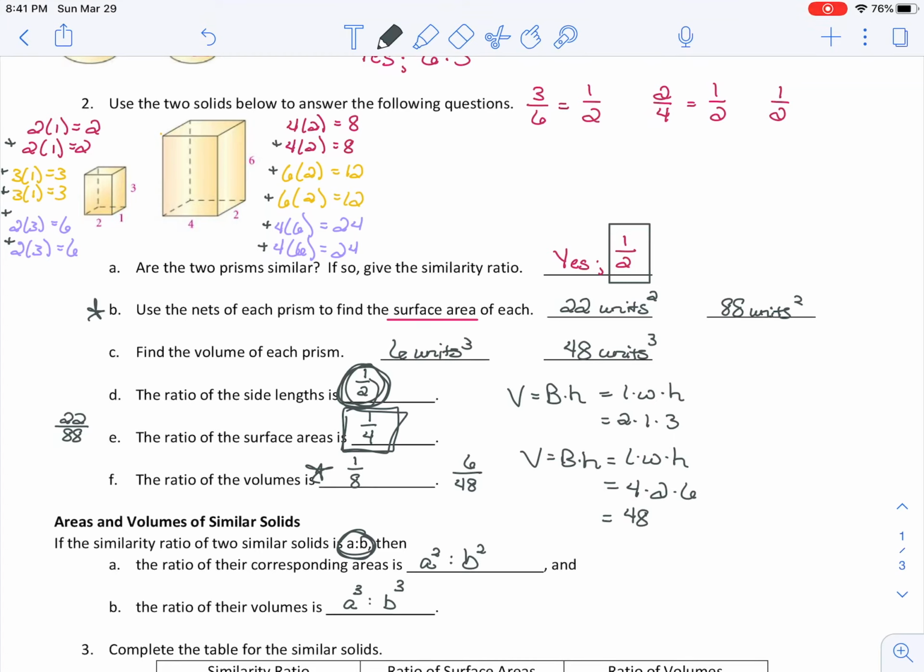which should kind of make sense with this relationship of what we were doing. When I find volume, I'm multiplying. Actually, let me start over.